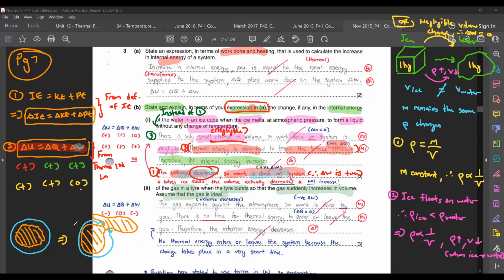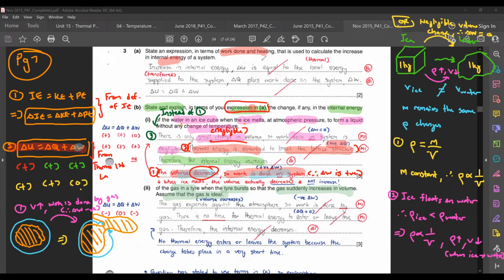Now from here, if you try to look at the volume change, when you go from here to here, because your air is already escaping, the volume of your air is actually increasing. So you can say that work is done by gas. Therefore, delta W is negative. So this one is number 1.